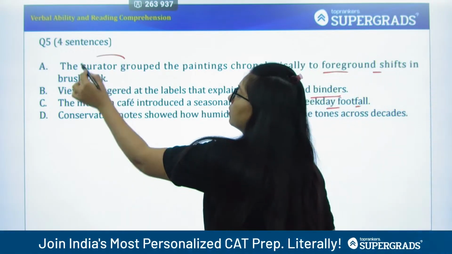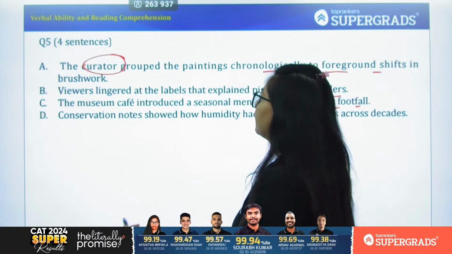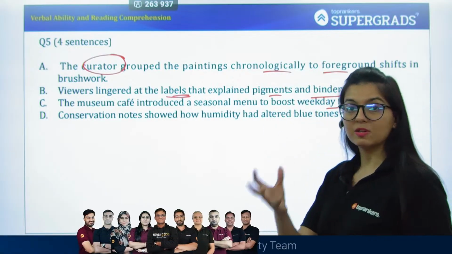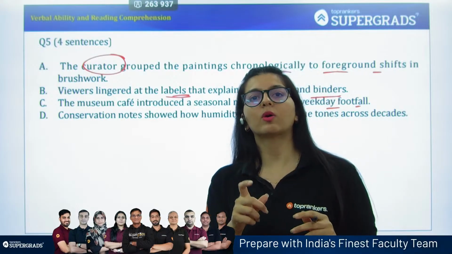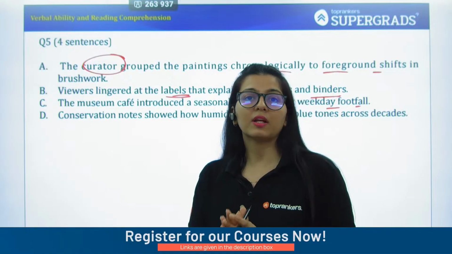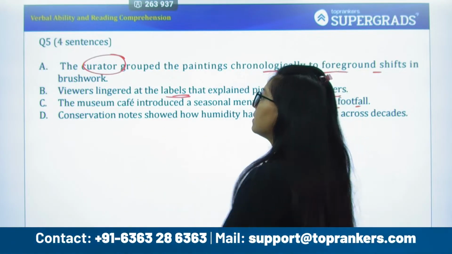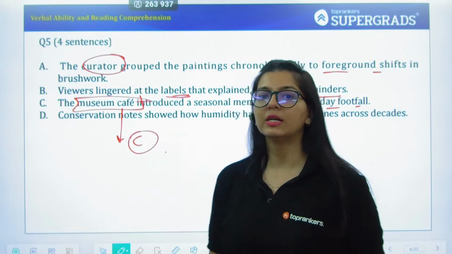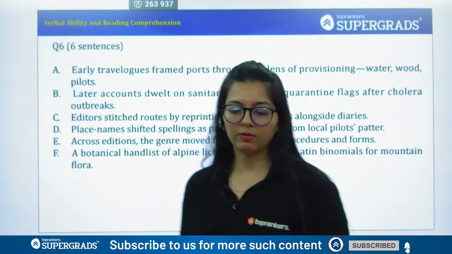Now, this is about a curator. A curator is going to be one who's going to assemble museum pieces. And obviously, the kind of labeling that is being done to talk about the pigments and the binders, that is how the paintings must have been. And then we have conservation notes which are written, which actually talk about how much time and what humidity and at what temperature these have been kept so that they are not destroyed and that they can be preserved for future work. This is not about a cafe. So the one statement, which is an odd sentence over here, clearly becomes option C. The next one, everybody.